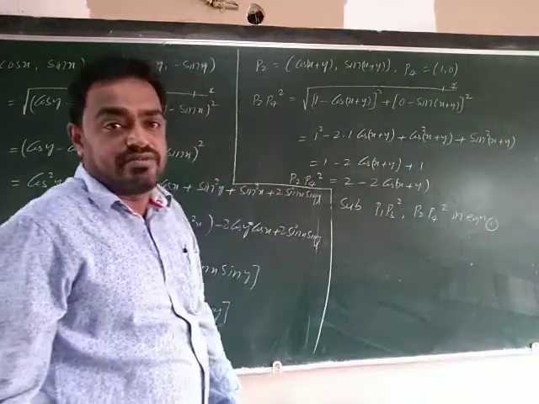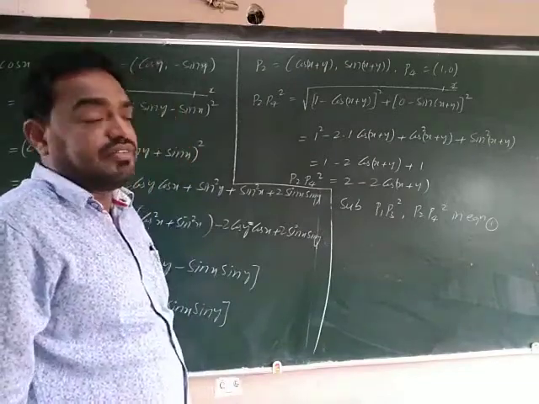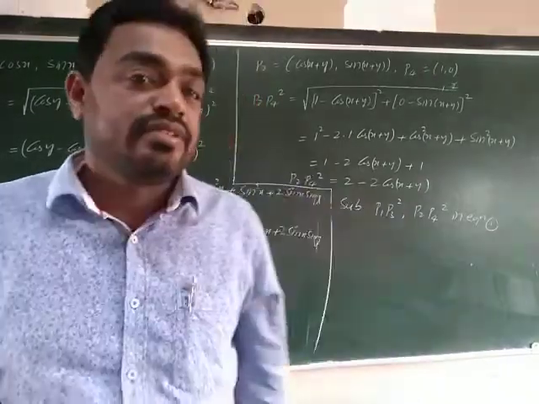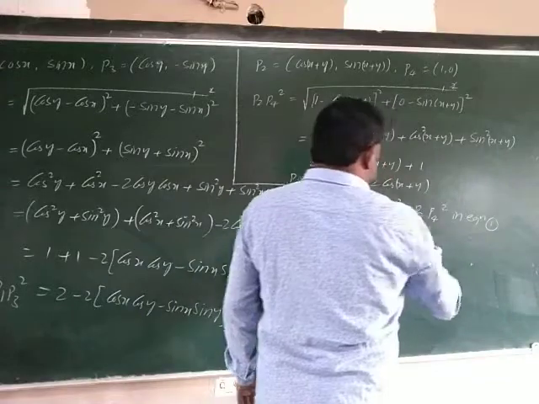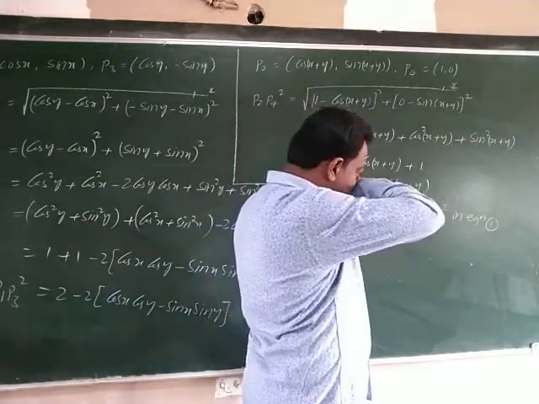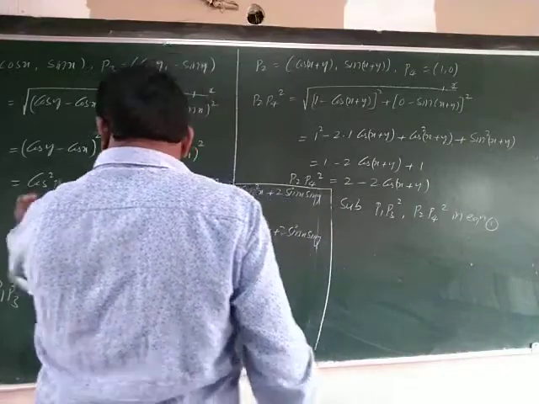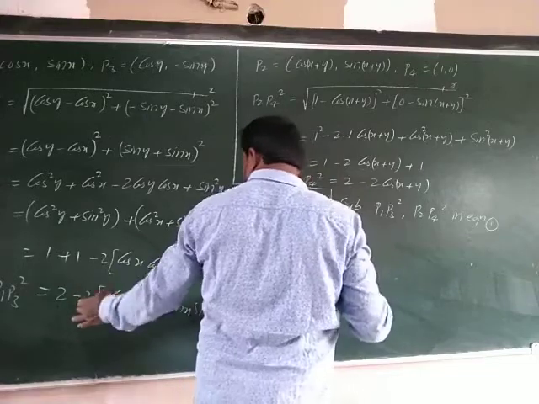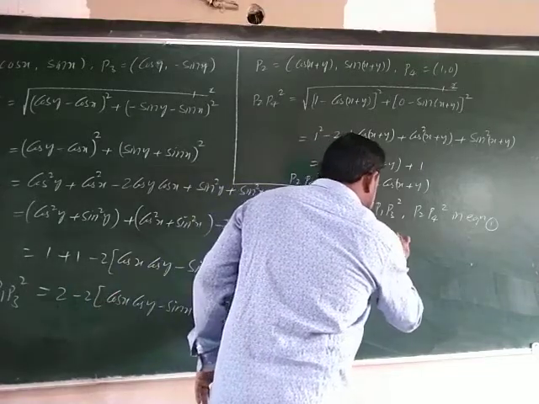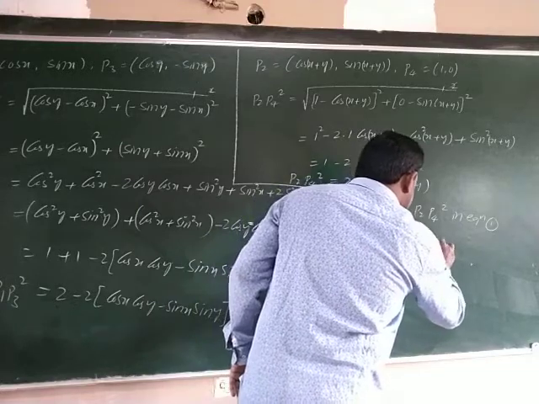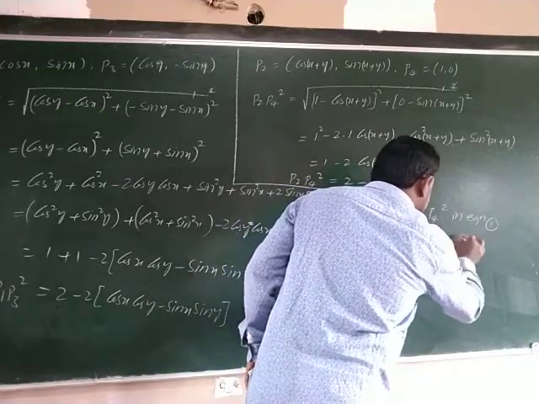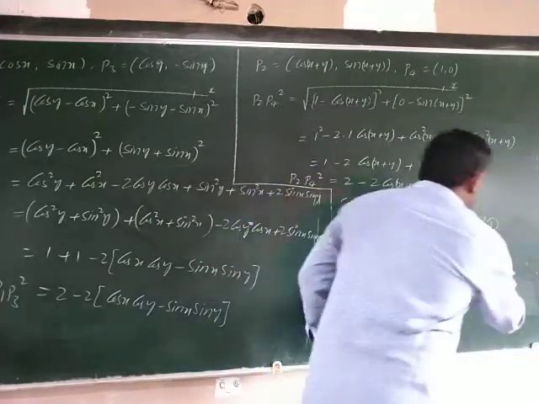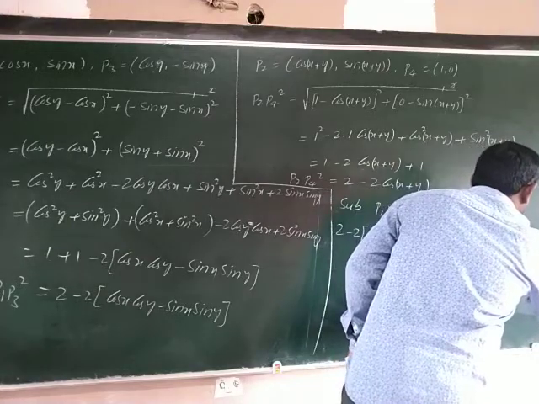In equation number 1 we are substituting. What is equation number 1? p1 p3 square equal to p2 p4 square. p1 p3 square is equal to 2 minus 2 into cos x cos y minus sin x sin y, which is equal to p2 p4 square, which is equal to 2 minus 2 cos of x plus y.